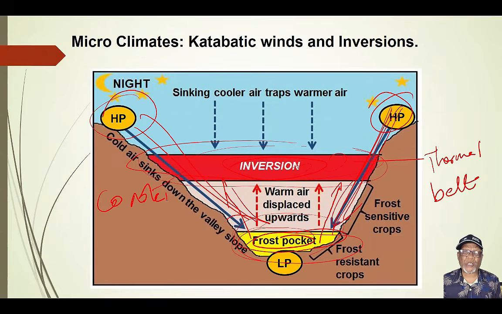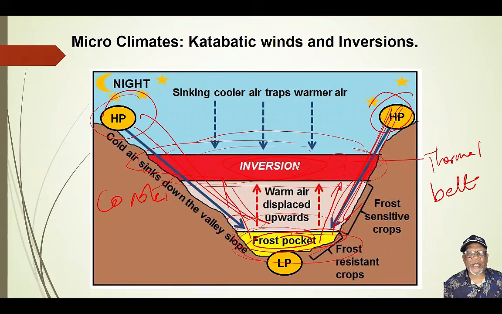Why is condensation going to take place? Because this air is warm and the surface is cooler. When there is contact between warm air and a colder surface, then condensation is going to take place. When condensation takes place in the valley, what are we going to get?